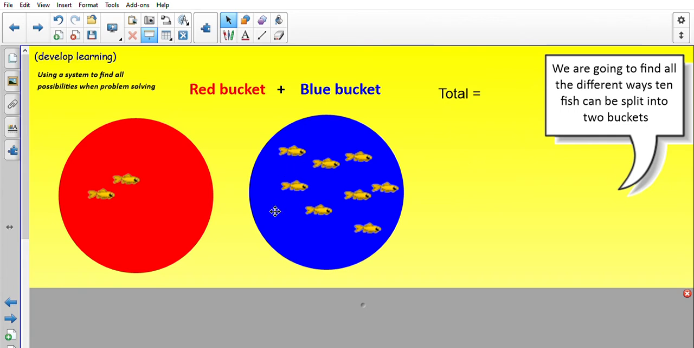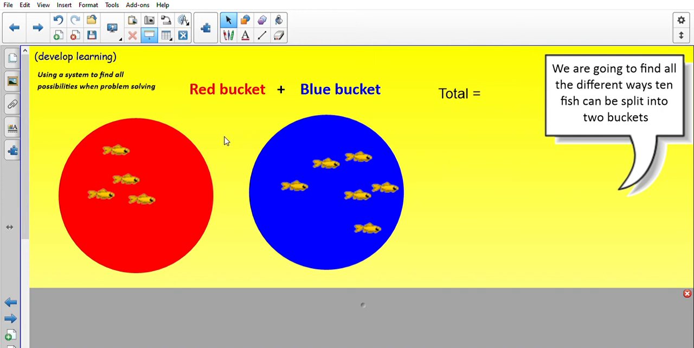Brilliant. Right, I'm not going to change how many I've got, but I'm going to take this one over here to join his friend. So now I've got 3 here and 7 here, but I've still got 10, haven't I? Because I haven't put any more fish in or taken any fish away. So 3 add 7 makes 10 altogether. Good. Shall I let one more fish swim over here? There he is. He's over there now with his friends. So now I've got 4 over here in the red bucket, and I've got 6 here in the blue one. So 4 add 6 makes a total of 10.